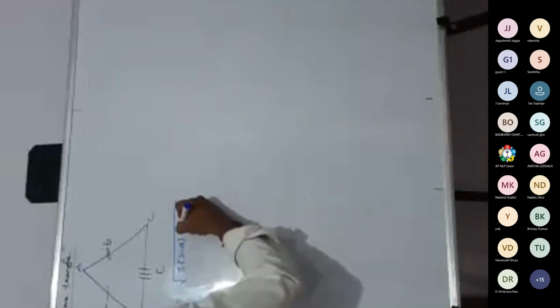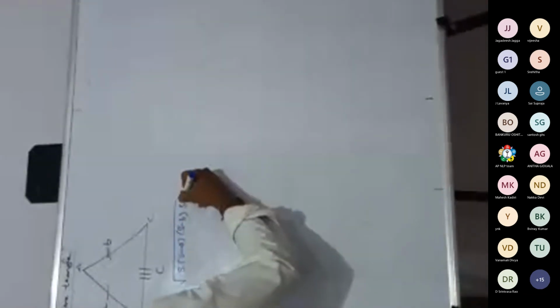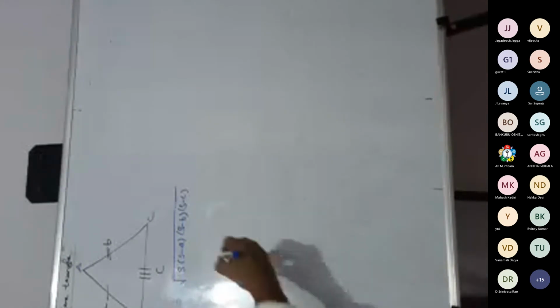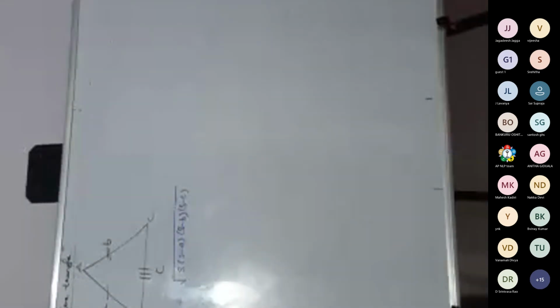Okay, thank you. So suppose if you take a scalene triangle, here all the 3 sides are different. So from Heron's formula, delta is equal to root over S into (S minus a) into (S minus b) into (S minus c). That is nothing but the area of the triangle. Then here, what is the perimeter?